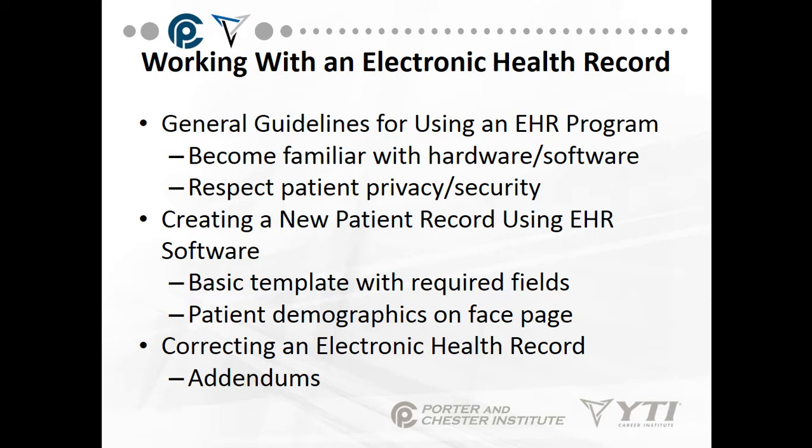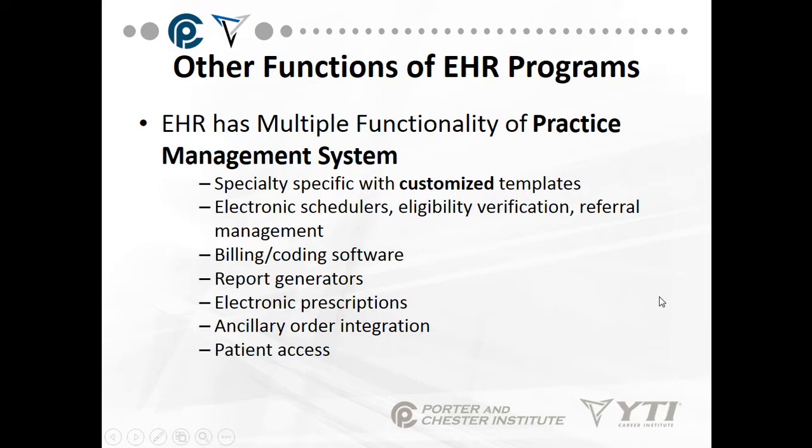Working with an electronic health record. General guidelines for using an EHR program include becoming familiar with the hardware and the software, and respecting patient privacy and security. In other words, don't read a patient's record if you're not taking care of the patient. Creating a new patient record using EHR software: use a basic template with required fields, and patient demographics are on the face page or the first page. Correcting an electronic health record is called adding addendums.